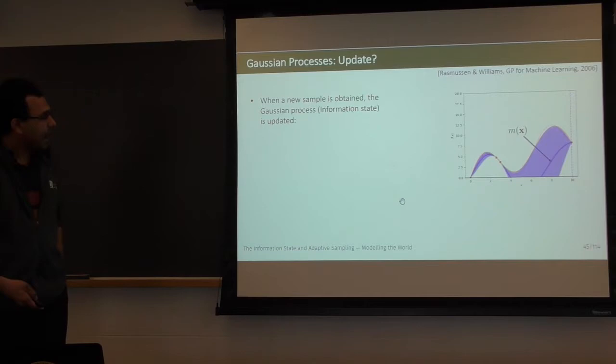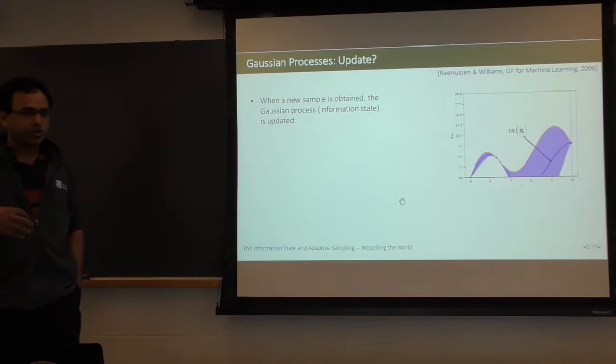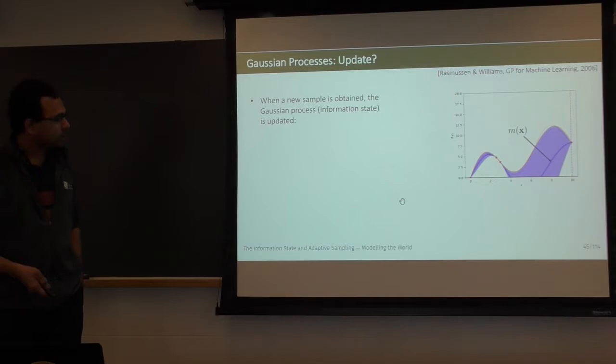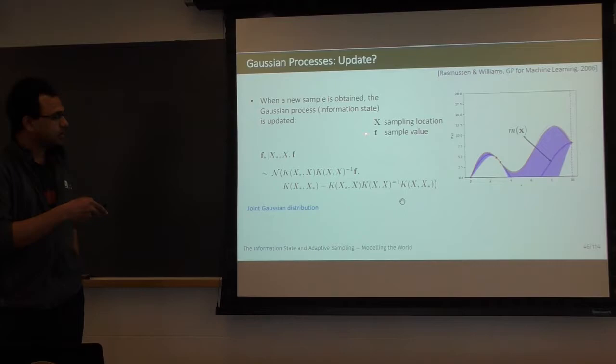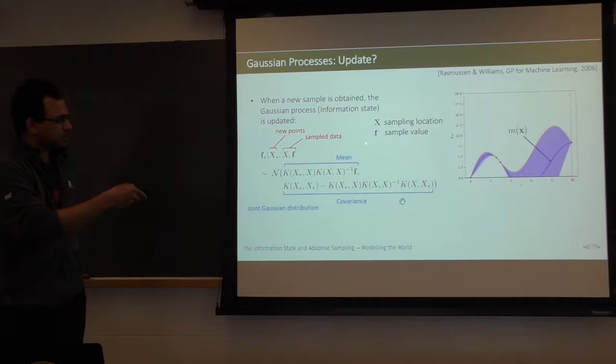And so once we have an information state, we'll get samples, and we need to incorporate that to update our information state. And that will happen as follows. So let's say we sampled at location X, somewhere in this region, and the sample value was F. Then the resulting process will also be a Gaussian process with some other mean. So you have sample data, which is the sampling location and the sample value. And this is the new point that I'm tracking. So this will be the mean, which depends on the sample value, and a covariance update.